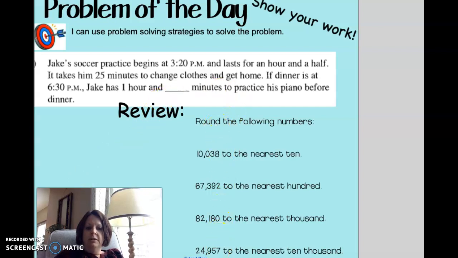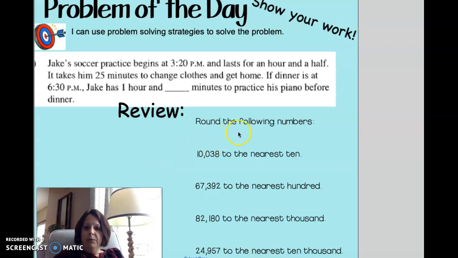What we're going to work on today is a problem at the top, and then some review questions. So first, Jake's soccer practice begins at 3:20 p.m. and lasts for an hour and a half. It takes him 25 minutes to change clothes and get home. If dinner is at 6:30 p.m., Jake has 1 hour and blank minutes to practice his piano before dinner. So we need to think about how much time Jake will be practicing his piano.